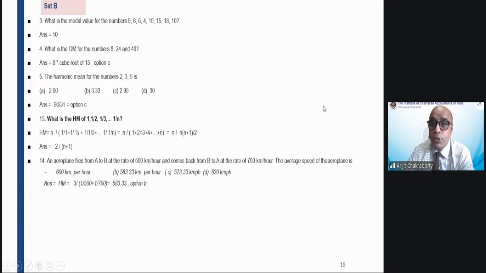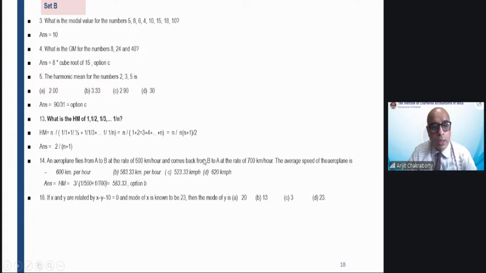So this question does not tell you which method to apply, but looking at the question, you see it is a question of finding the average speed. Speed is a ratio. Please remember, speed is a ratio of distance divided by time. So we will apply harmonic mean, and using HM, we arrive at 583.33. Okay. We will come to the next question.